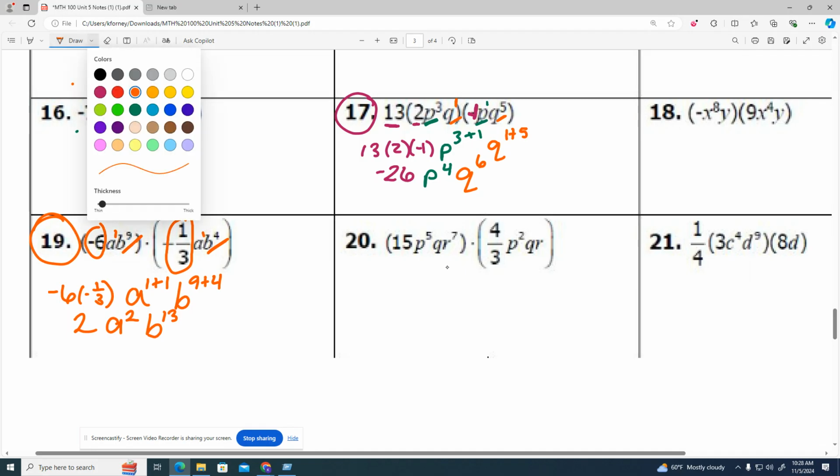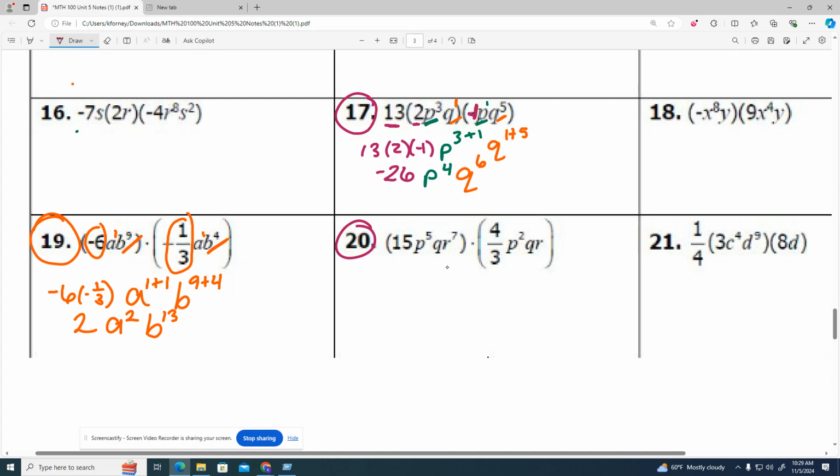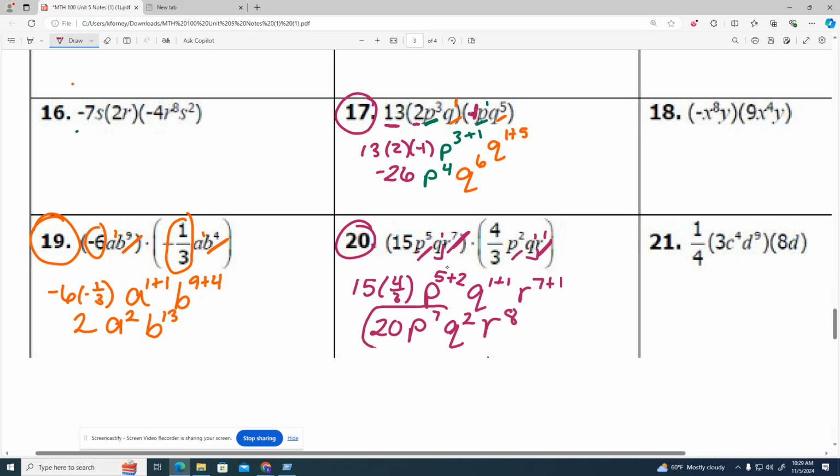Let's look at number 20. Alright, so what are my coefficients? 15 and 4/3. So 15 times 4/3 is 20. Okay, what are my exponents for the P? 5 plus 2, so that's p to the 7th. What about for my q? 1 and 1 makes 2. Yep. So q squared. And r is going to be a 7 plus 1, which is 8.